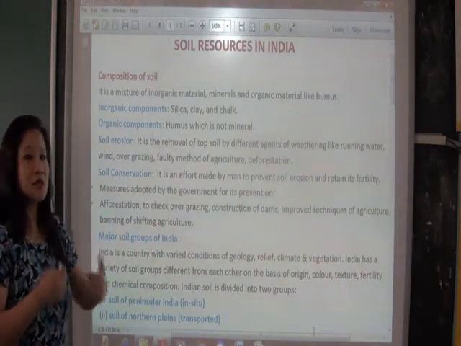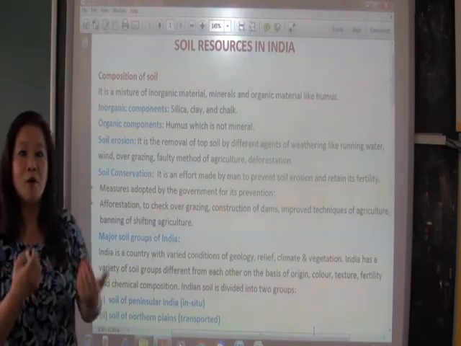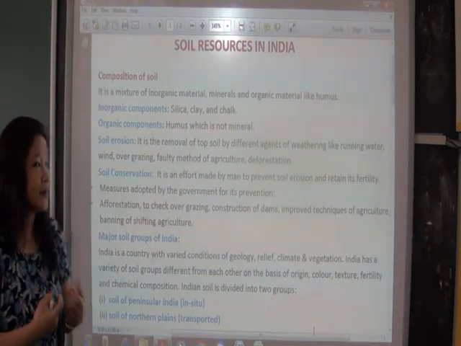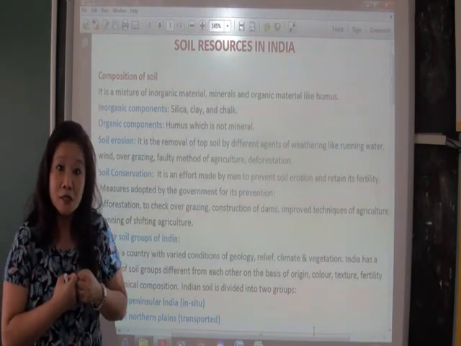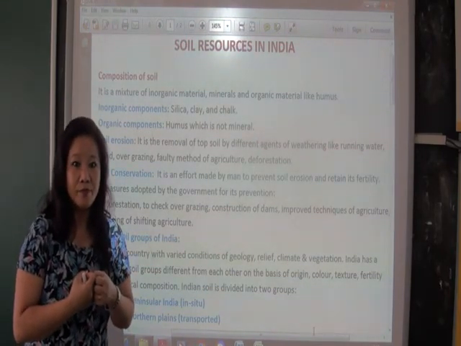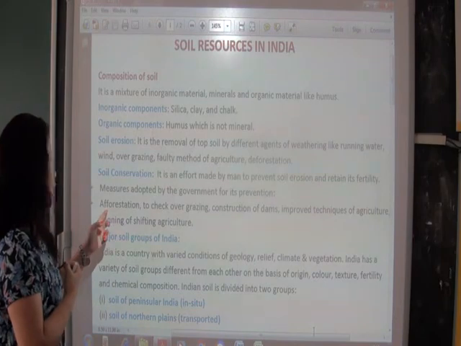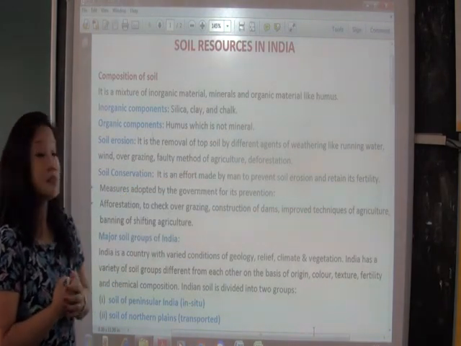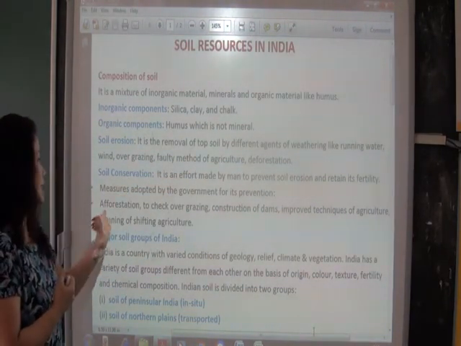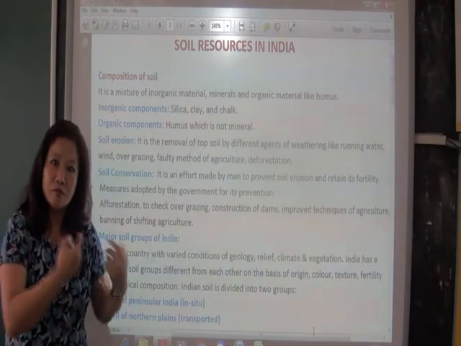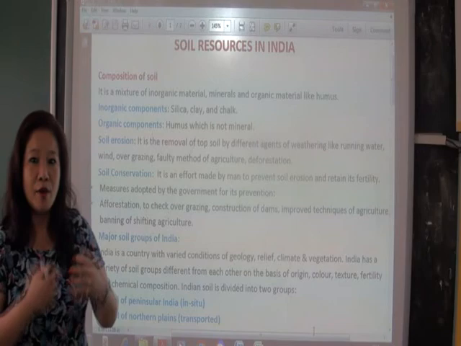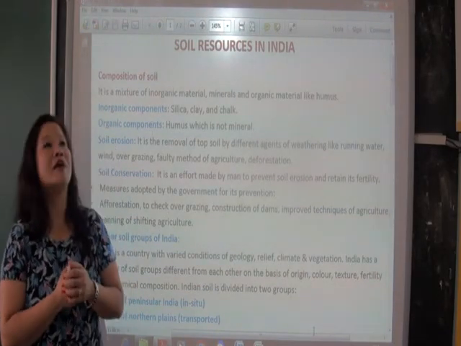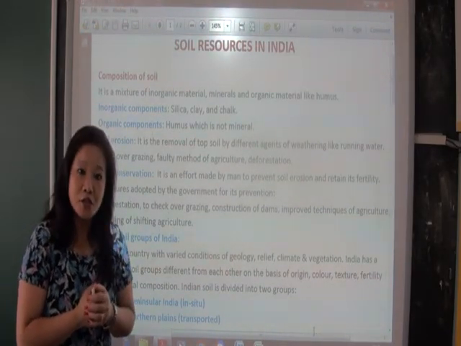Now, what are the measures adopted by the government, or what are the government policies in order to prevent soil from being eroded, or what are the ways by which soil can be conserved? We need to conserve soil, right? So here one is, the last point if you see is deforestation. Opposite to that is afforestation. We call it afforestation, or in those areas which are even more barren, then we have the system of reforestation also.